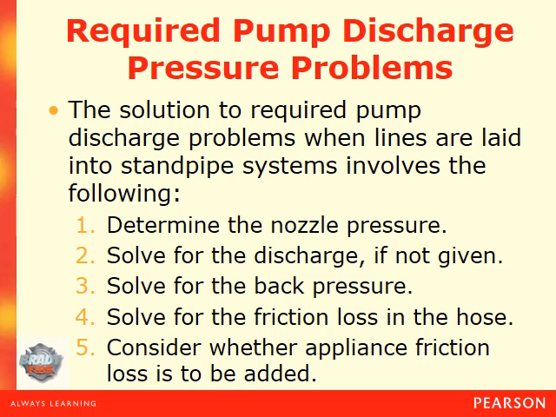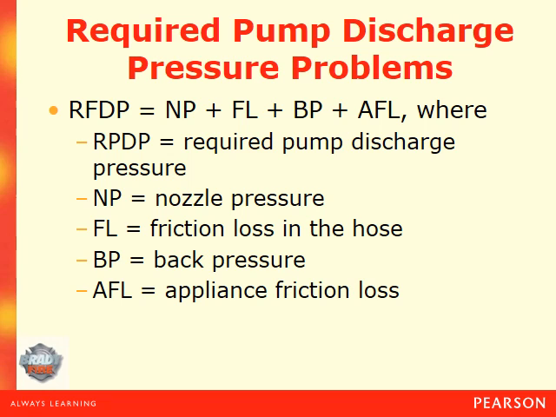So the solution to required pump discharge problems when lines are laid into the standpipe systems involves the following. First, determine the nozzle pressure. Then solve for the discharge in gallons per minute. Then you solve for your back pressure. Then we're going to solve for friction loss in the hose and consider whether the appliance friction loss needs to be added. So the equation we're going to use looks like this: nozzle pressure plus friction loss plus back pressure plus appliance friction loss. And again, you may have all or just some of these depending on your variables.